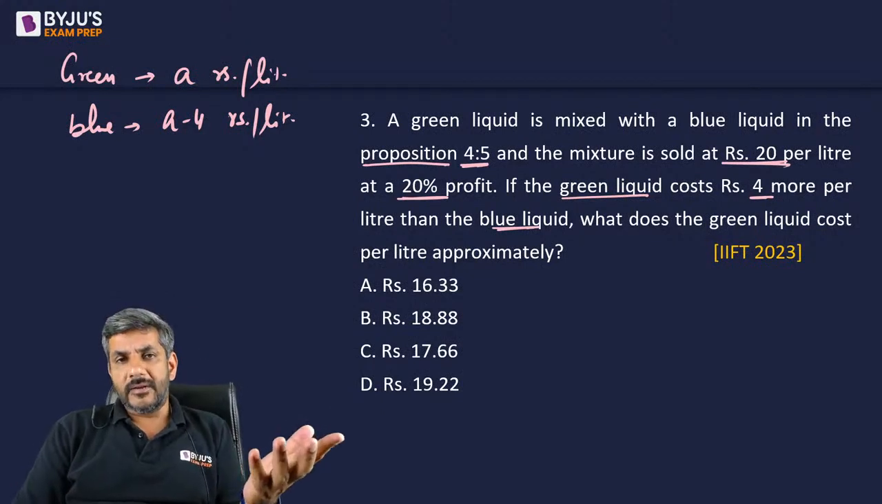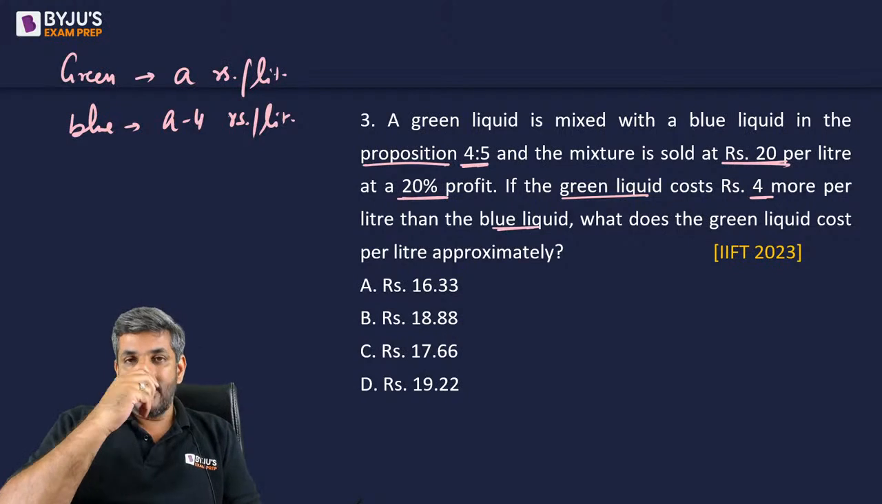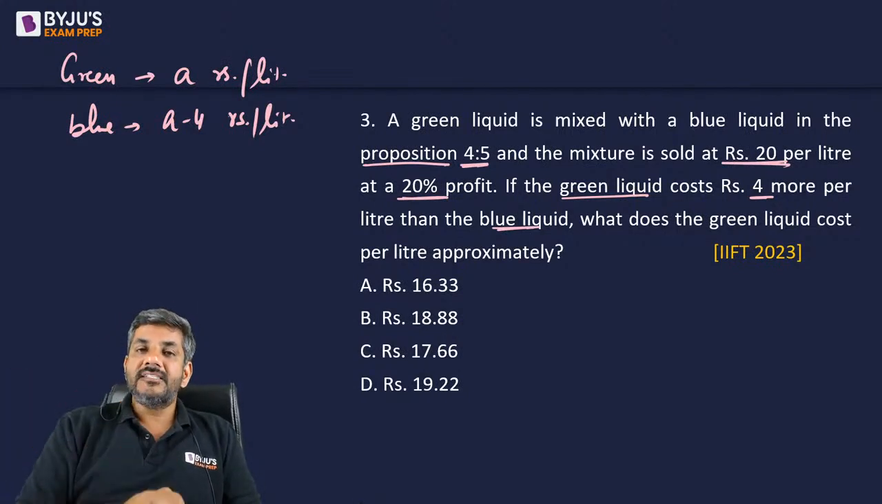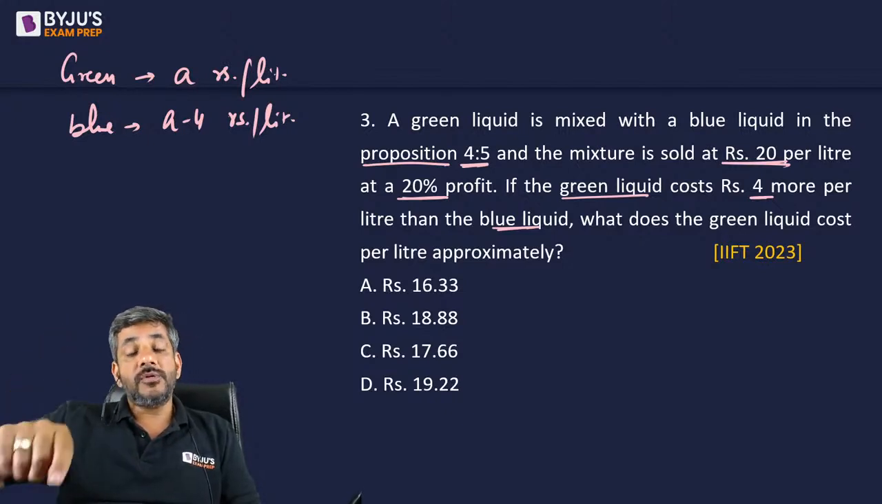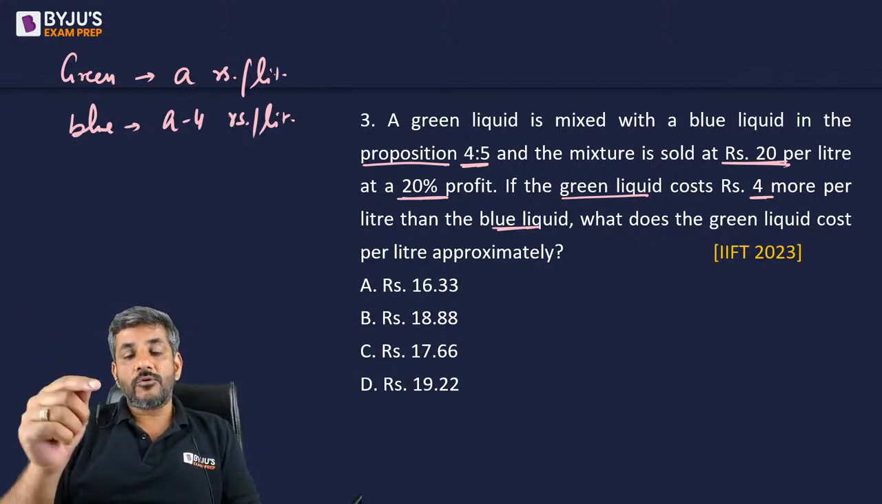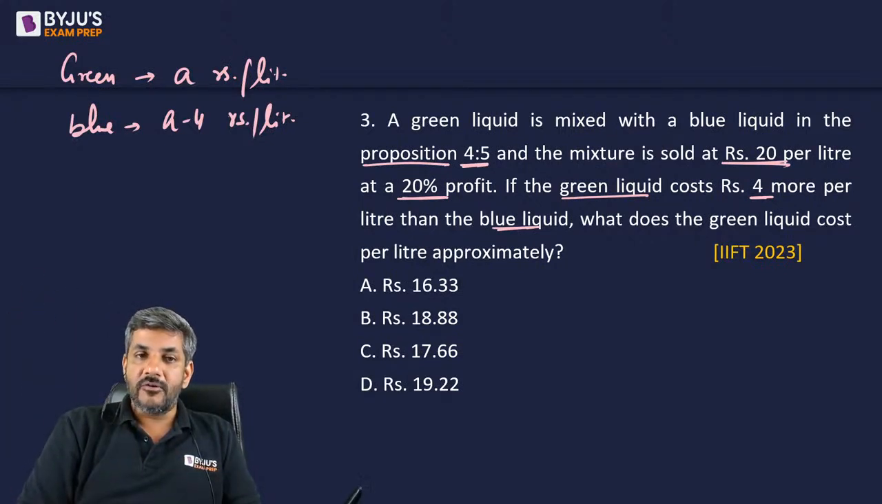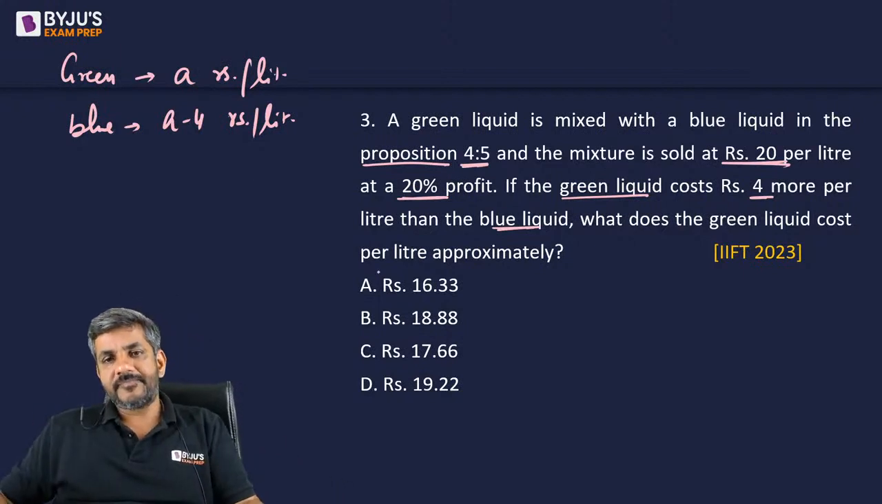I can do that. But while solving the question, at the end, when you get that value of A, we tend to give that as the answer. So therefore, to avoid any such problems, always try to assume the variable as the thing which is asked in the question at the end. If the question is asking the cost of the green liquid, try to assume the cost of green liquid itself as A, so that blue can be taken as A minus 4, otherwise that mistake can happen.